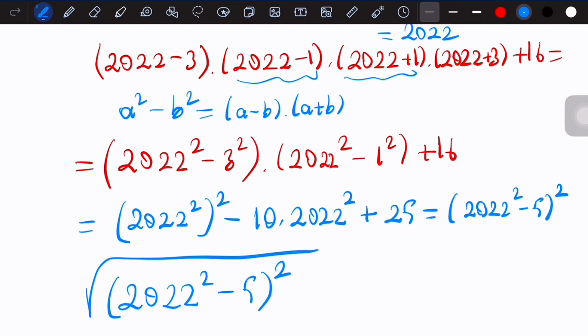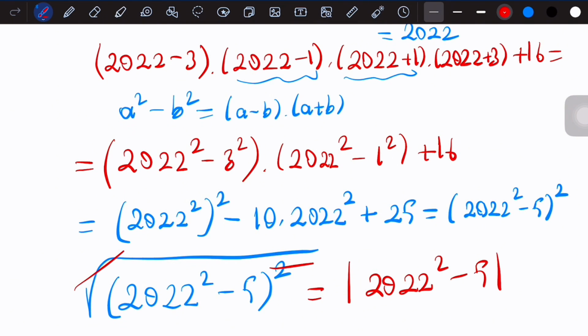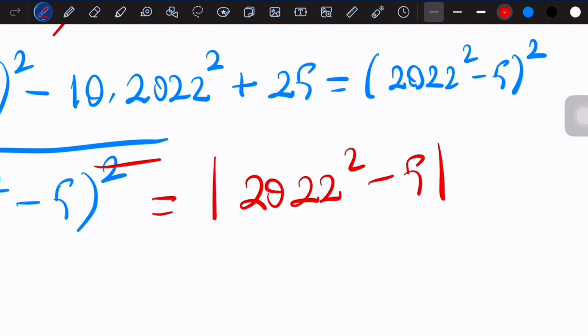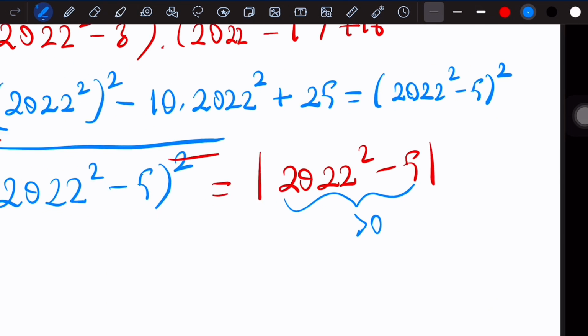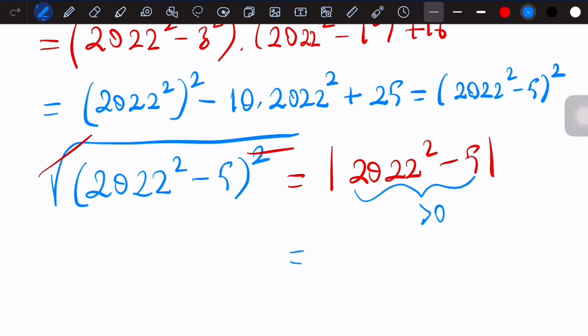Now what should we pay attention to here? The square root with the 2 here will simplify each other. Within absolute value, we have reached the result of 2022 squared minus 5. So where does that take us? If you pay attention, the statement given here, because it is greater than 0, as it is in absolute value, will come out. So what happened? It's 2022 squared minus 5.